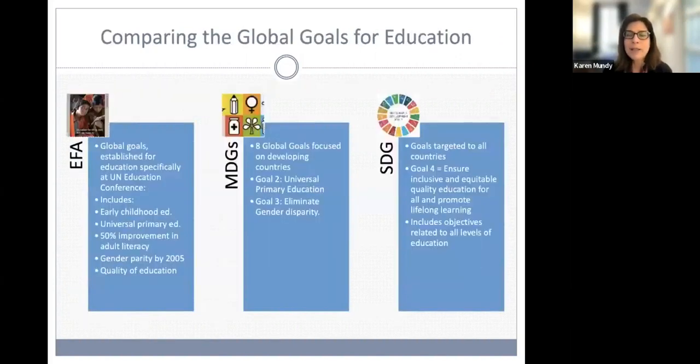Just to compare a little bit these global goals, and also say a few words about whether they really matter. I think that if you look across these global goals, you'll see that the aim of achieving universal literacy, that is improving the literacy, especially of children as they go through the school system, has been on the agenda for a very, very long time.